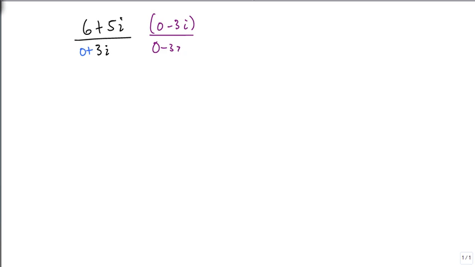Now the last example I want to show, just to make sure we're clear about this: if we have 6 plus 5i over 3i, remember this is really a 0 plus 3i. So what we want to multiply on top and bottom is 0 minus 3i, which is just better written as 6 plus 5i over 3i times minus 3i over minus 3i. We don't need that 0, because when we multiply anything by 0, it goes away.